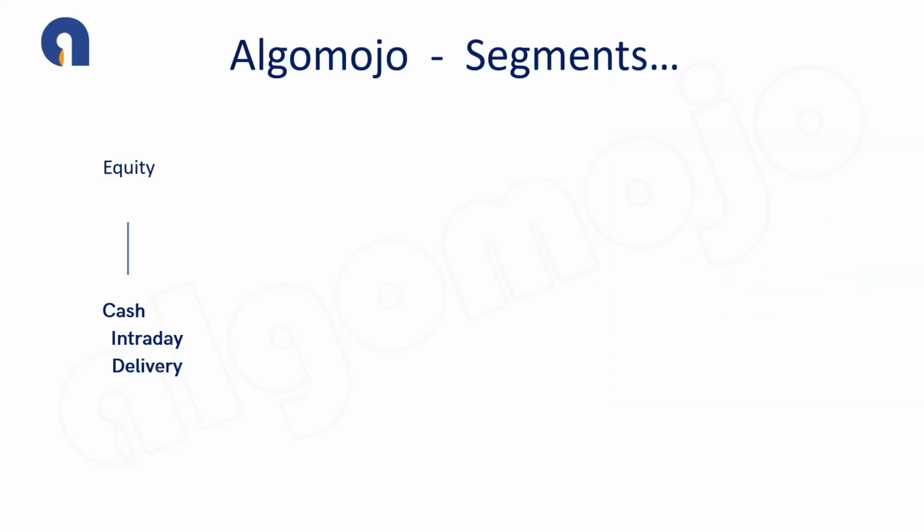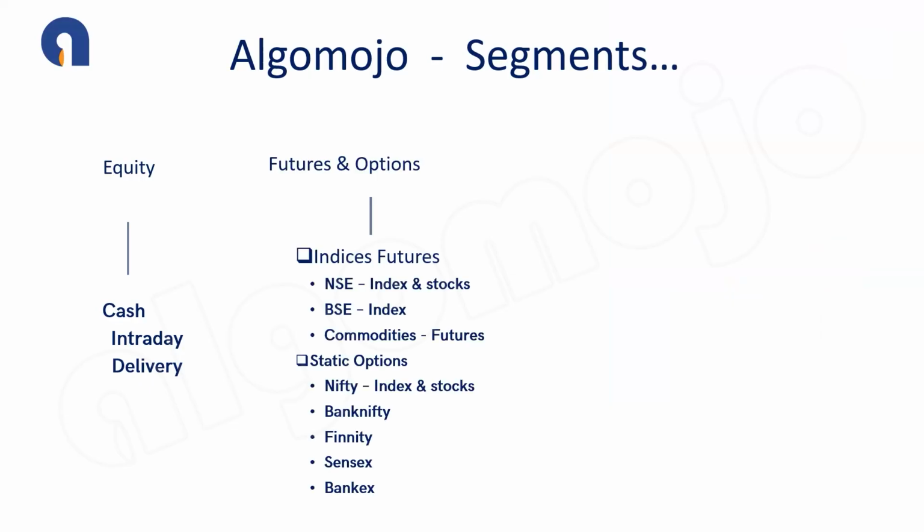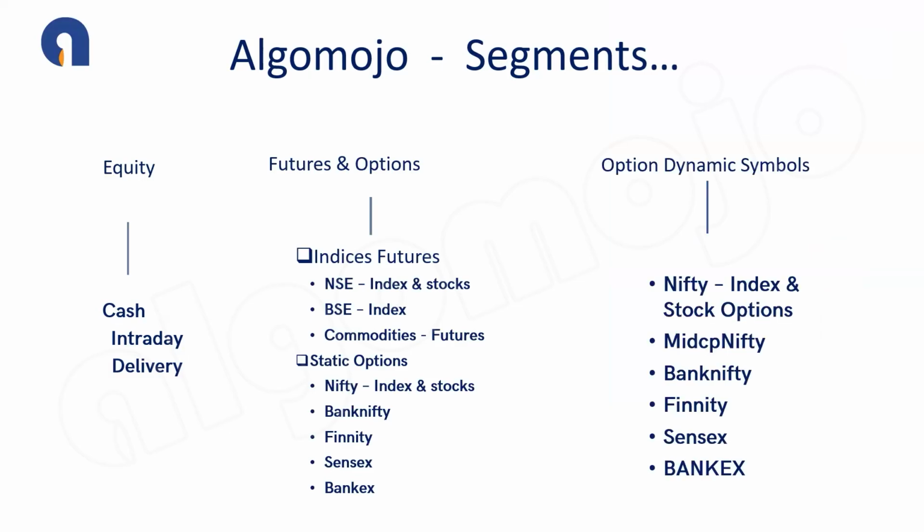Now, in terms of segments, you can trade in equities, intraday or delivery. You can trade in futures and options. It could be NSE, BSE, commodities, any of these. We keep adding various segments and instruments which traders or investors want to use. And in terms of dynamic option symbols, you have a choice of Midcap Nifty, Bank Nifty, Finnifty, etc. This list keeps growing by the day.